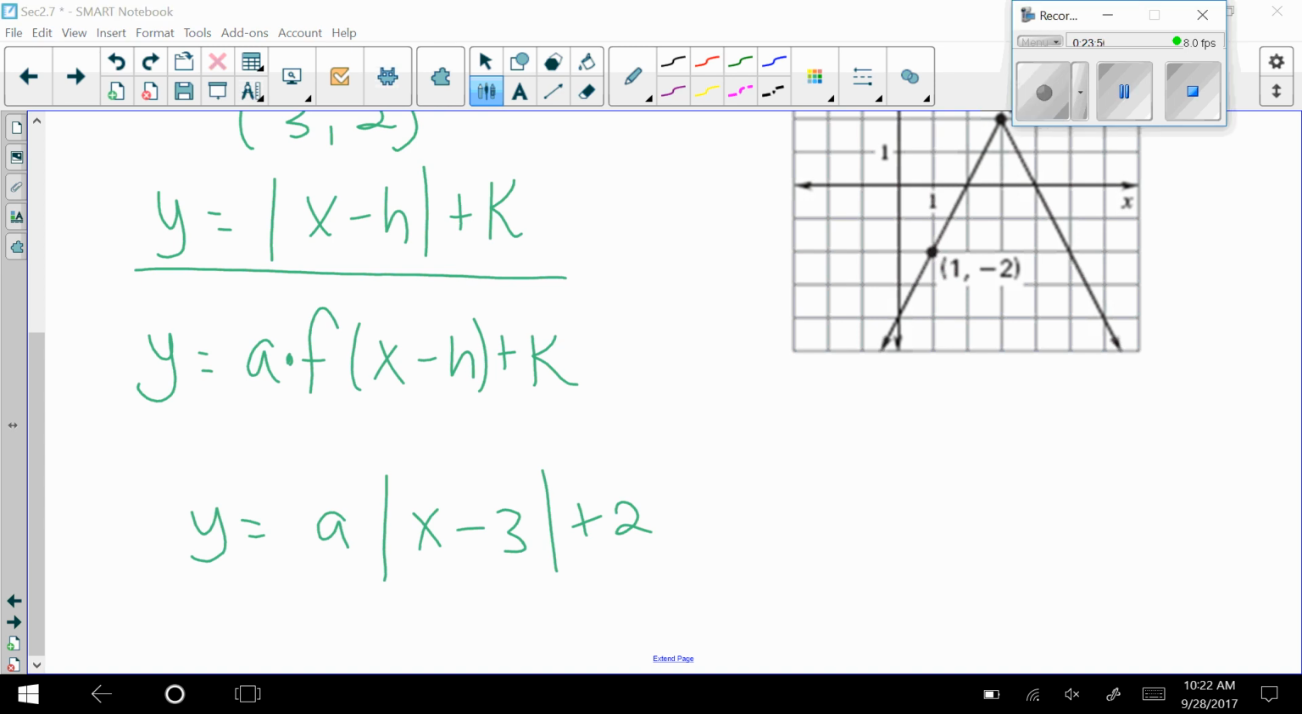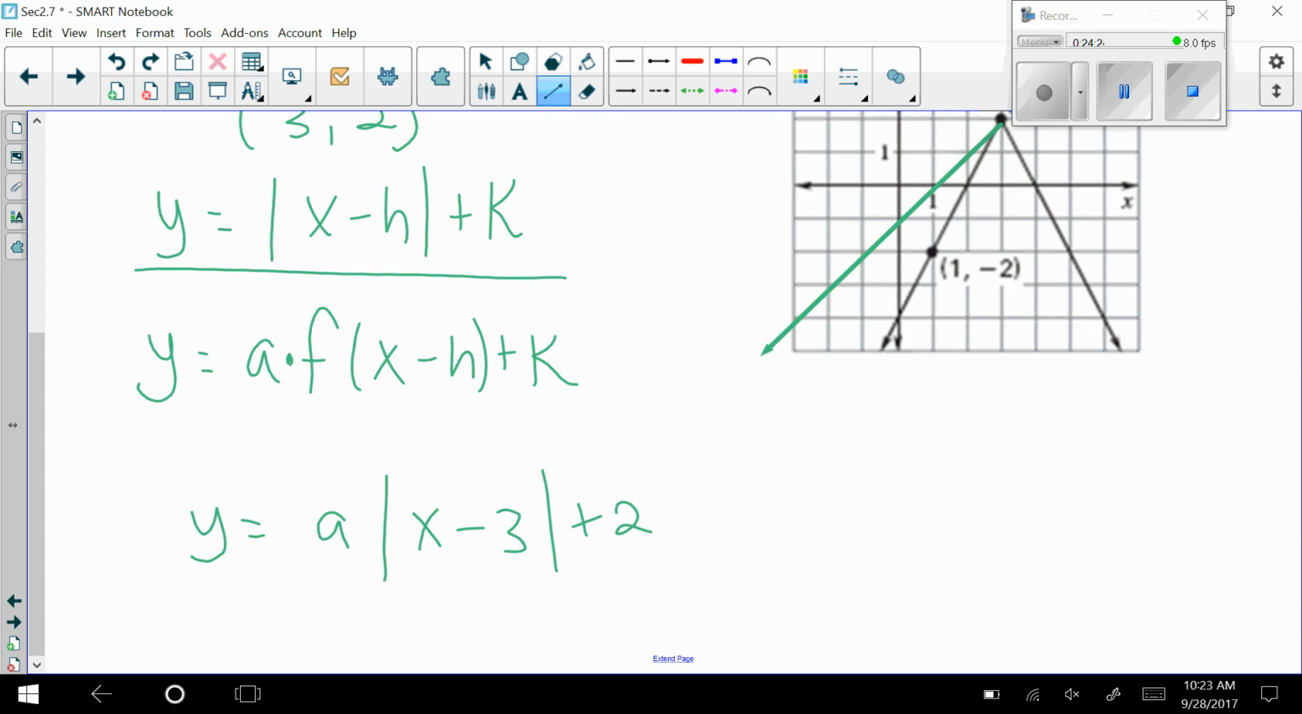And then secondly, we can identify our a as first of all being negative because it's a reflection. The absolute value graph goes down, for our y values decrease as our x values increase and decrease. And secondly, we can see that it's a factor of 2 because our normal absolute value graph looks like this.